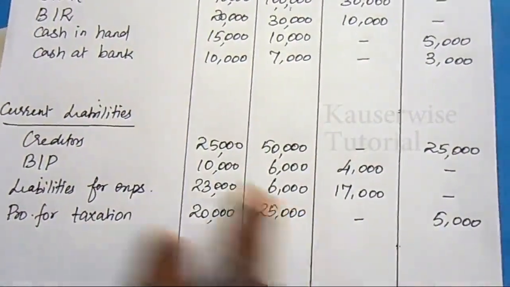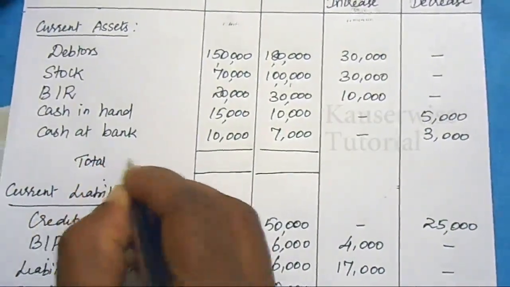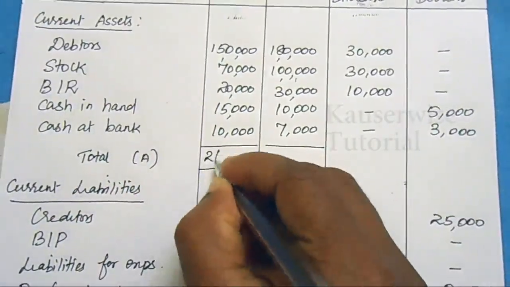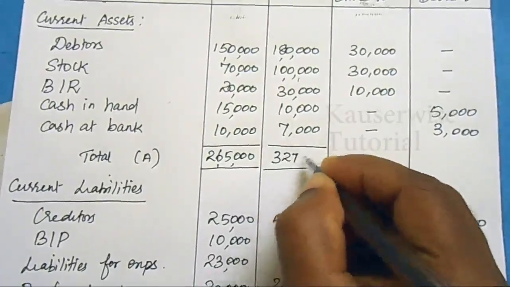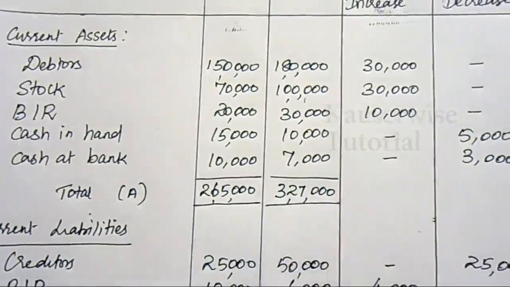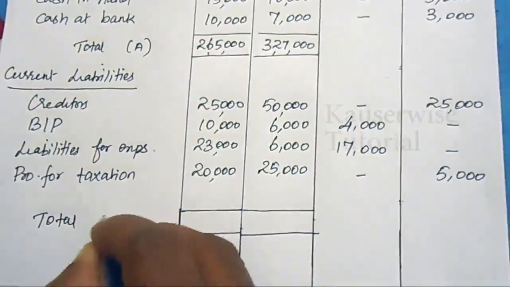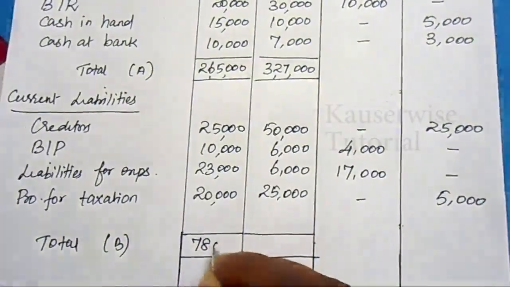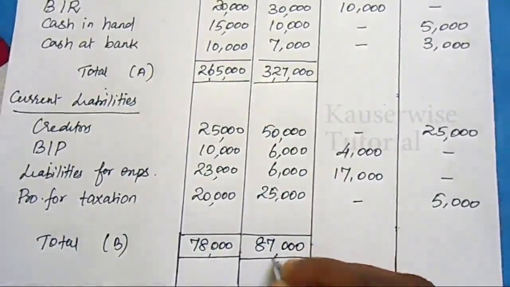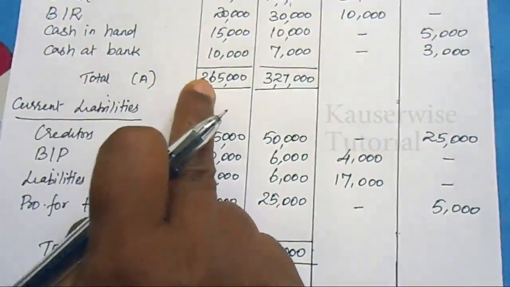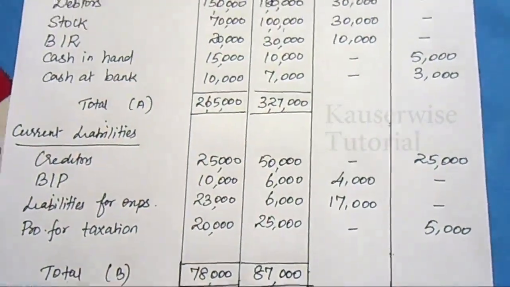Now get the total for each column. This is total current assets. 2,65,000. 3,27,000. In the same way, find the total for liabilities also. Total liabilities 78,000. For 2014, 87,000. Okay, so this is the total current assets for 2013 and 2014. This is the current liabilities for 2013 and 2014.